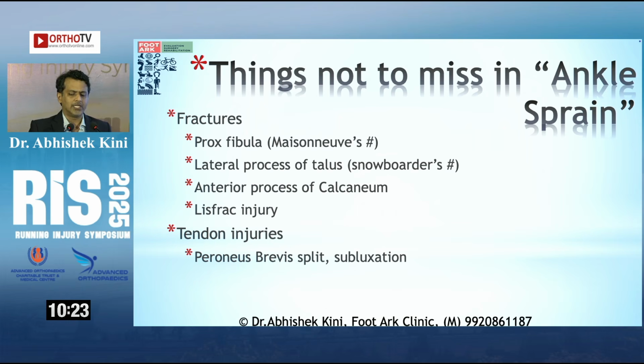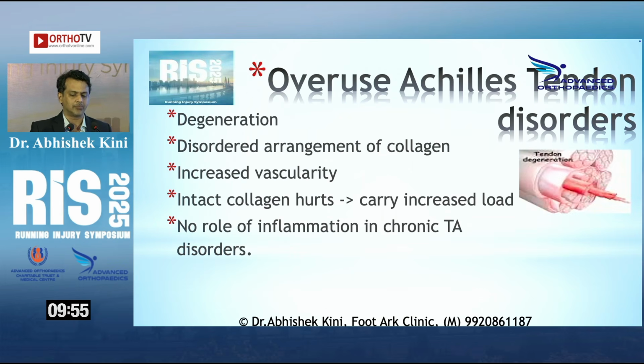Things not to miss in an ankle sprain, where most of them say that it's just a sprain, but always get an x-ray to check that we've not missed out on any fractures of the fibula, the outer leg bone, or lateral process of talus, called the snowboarder's fracture, or anterior process of calcaneum, and Lisfranc injury. Like we just saw in the live examination, the patient had a Lisfranc injury. Similarly, even tendon injuries from peroneus brevis, split and subluxations can be missed in an ankle sprain.